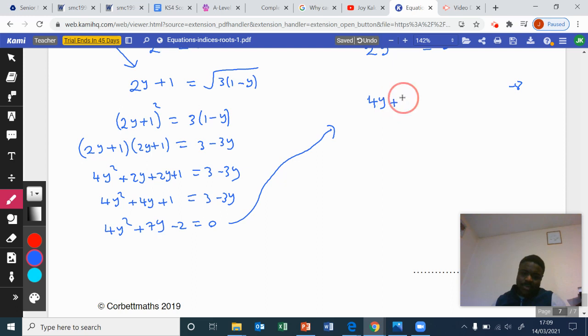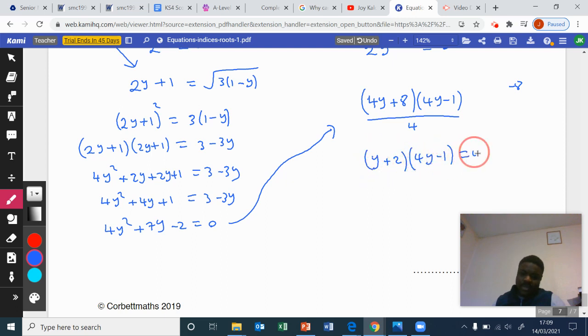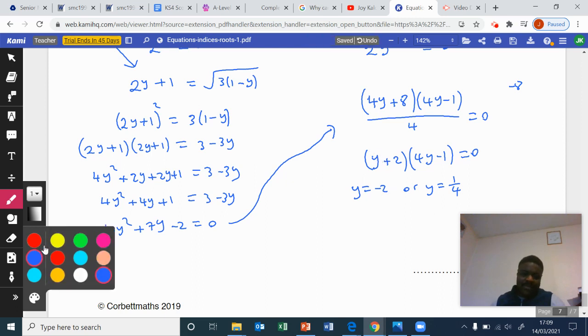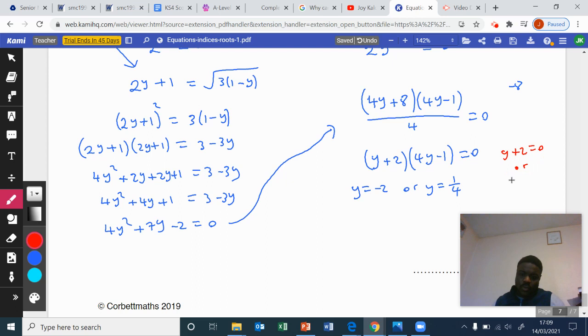4y plus 8, 4y minus 1, and that's going to be all divided by 4. So then the left-hand side will simplify because they both divide by 4, so that gives you y plus 2 multiplied by 4y minus 1, and that equals 0, which means that y equals minus 2, or y equals a quarter. Okay, and the reason for that is because either y plus 2 equals 0 or 4y minus 1 equals 0. Just explaining how you get that step there.